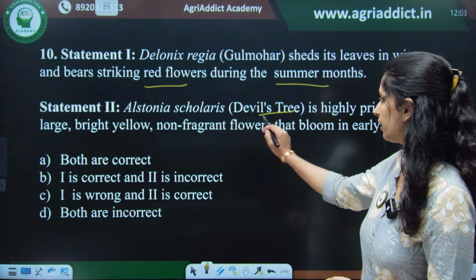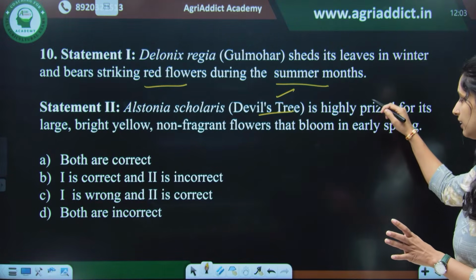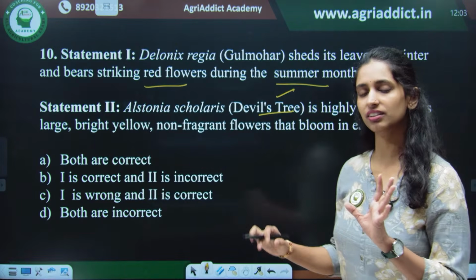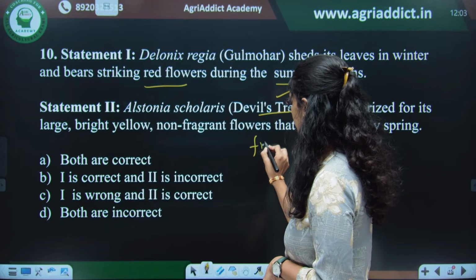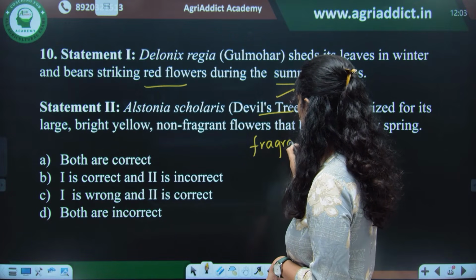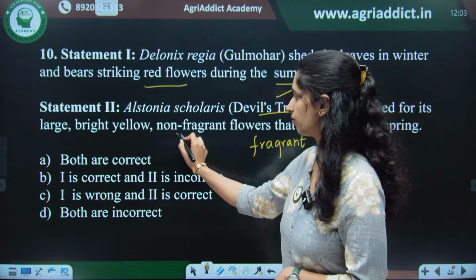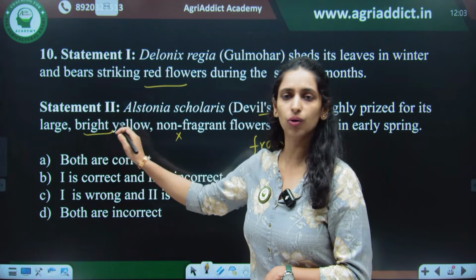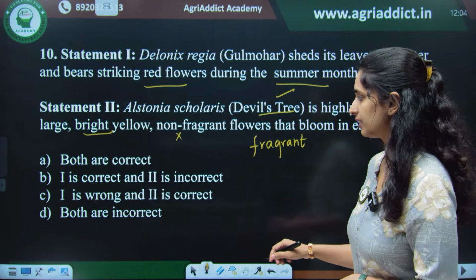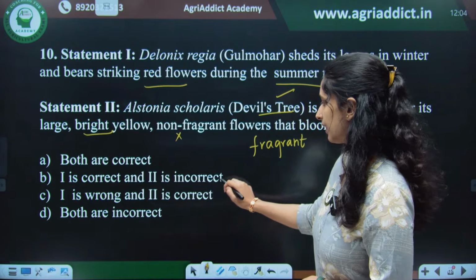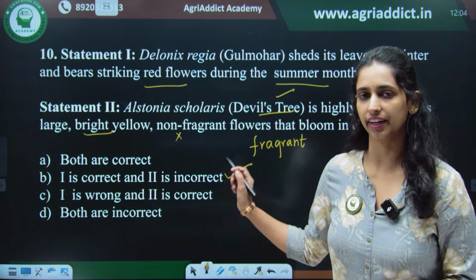Actually, Alstonia scholaris na devil's tree. इसका कोई economic importance नहीं है. So they are saying na highly prized. Prize करने का कोई जरूरत नहीं है. It's just an avenue tree, and they give fragrant flowers. So they're saying non-fragrant, it's wrong. And not a bright yellow, small whitish flowers they will bloom. So correct answer is 1 is correct and second is incorrect. B is the correct answer. Most of you are giving B, it's correct.